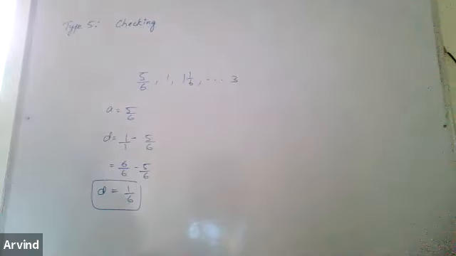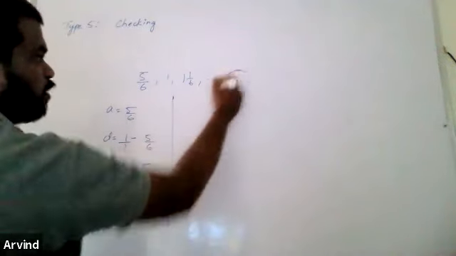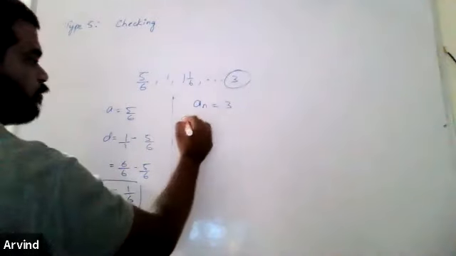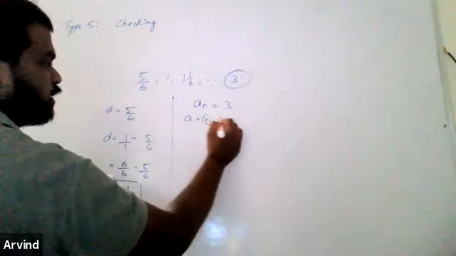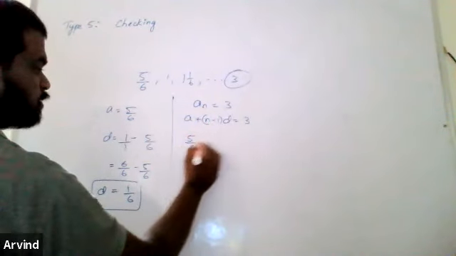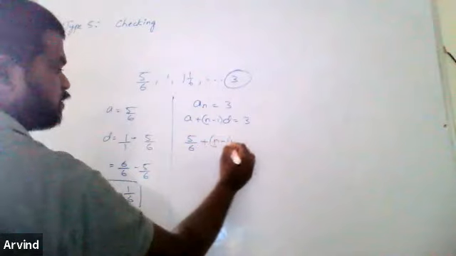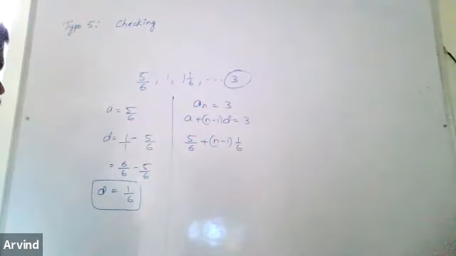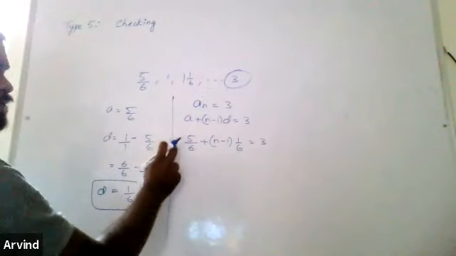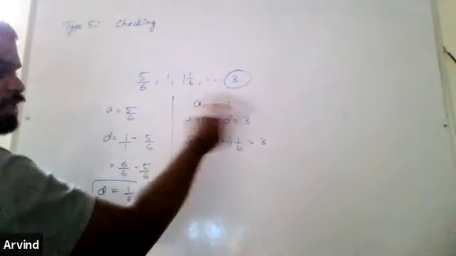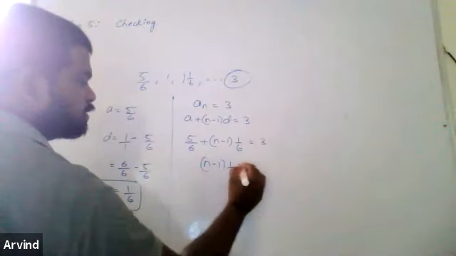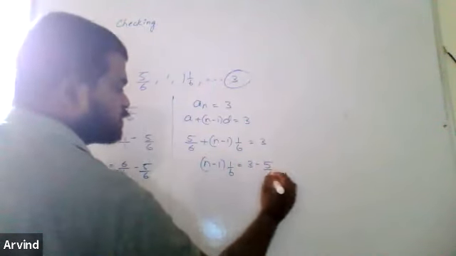Okay, now we don't know the position of this, so let's take it as AN. What is the formula for AN? A plus N minus 1 into D. So your A is 5 by 6 plus N minus 1, your D is 1 by 6, isn't it? Equal to 3. Now you don't want this 5 by 6. Send it to the other side. So N minus 1 into 1 by 6 equals 3 minus 5 by 6.